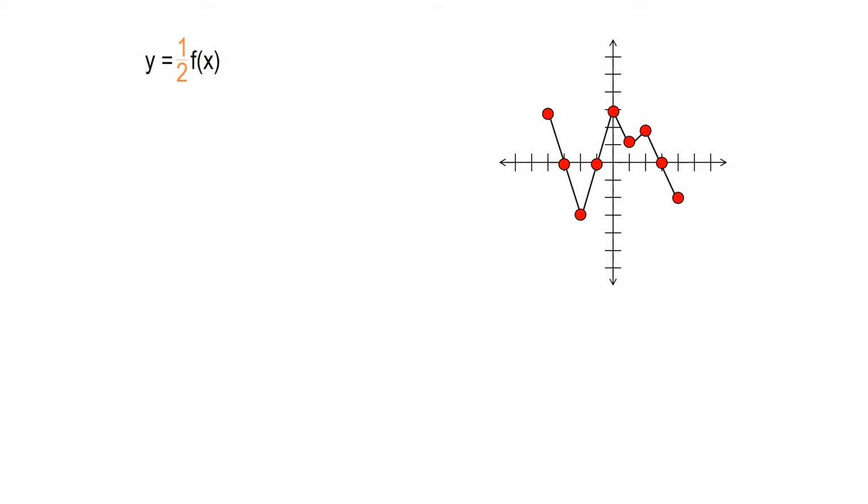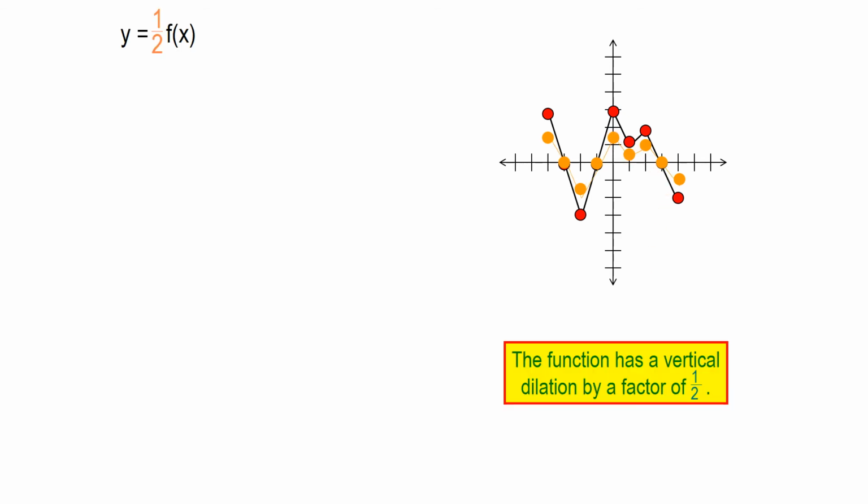Okay, here's the next transformation. Y equals 1/2 times the f of x value. Okay, so let's take a minute, pause the video, and see if you can perform this transformation. Don't forget to write down your verbal description. If you need to make a table, that's perfectly fine. Go ahead and make a table to assist you with your transformation. Remember, the function rule is y equals 1/2 times the f of x value. Okay, so hopefully this is what your picture looks like. And here's the description. The function has a vertical dilation by a factor of 1/2.